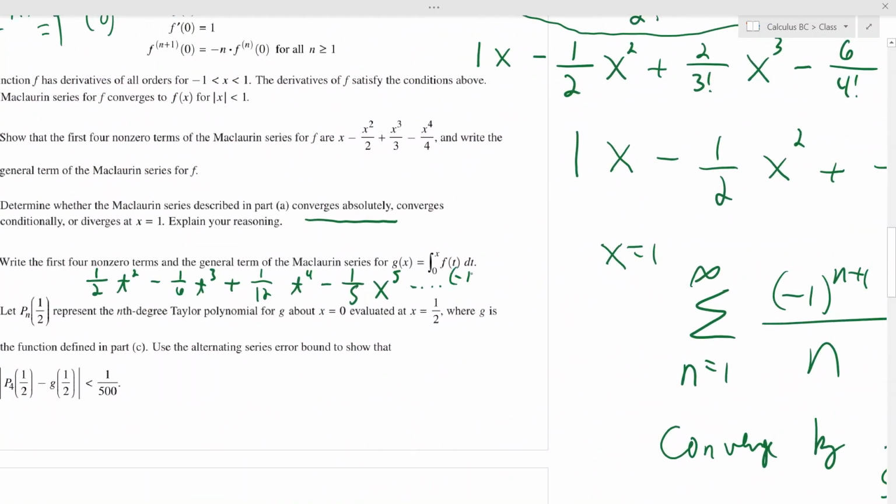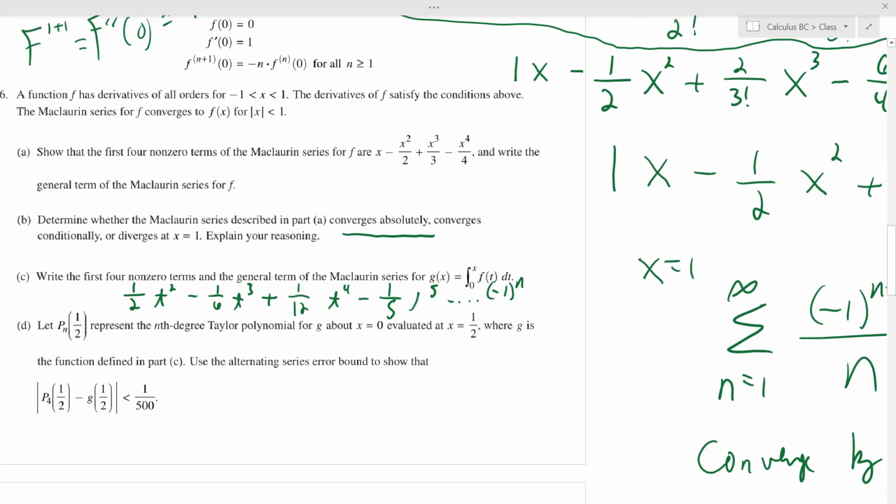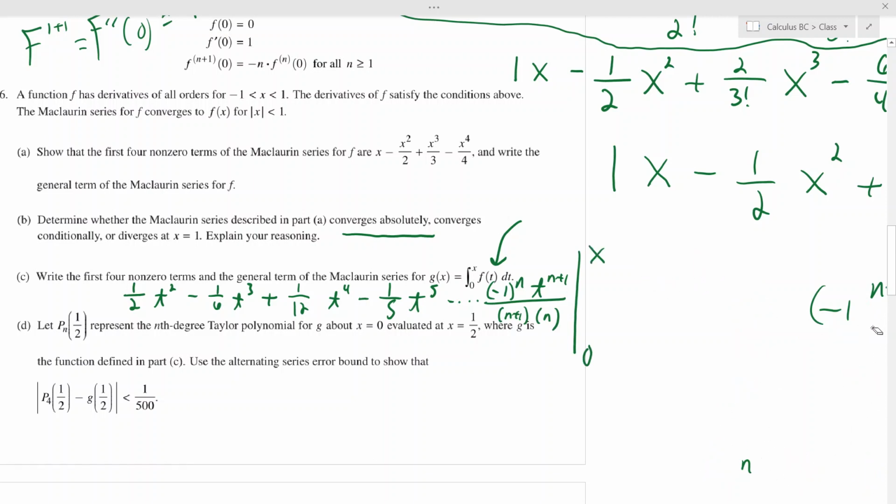That negative 1 to the, and I see that I've switched. There's t's in there because we're doing f of t and we're integrating it. So we're going to have negative 1 to the n, t to the n plus 1 over, you've got to divide by the n plus 1 times n. But that's from 0 to x. Now, usually what happens is when you plug in 0, everything goes away. So basically, it's going to be the same exact thing I just wrote out with x's in there.